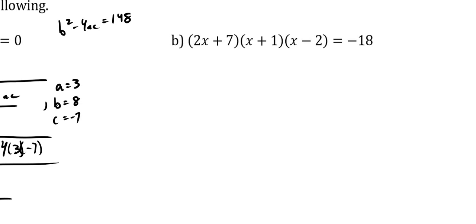The product of these three brackets is negative 18. Those brackets could be anything. I mean, they could be 3 and 6 and 1, or 9 and 2 and 1, negatives, positives, something like that. You could guess at what they might be, I guess. That's not really going to help you anyway.